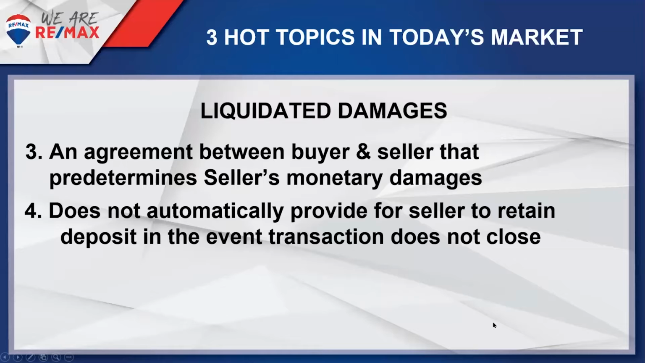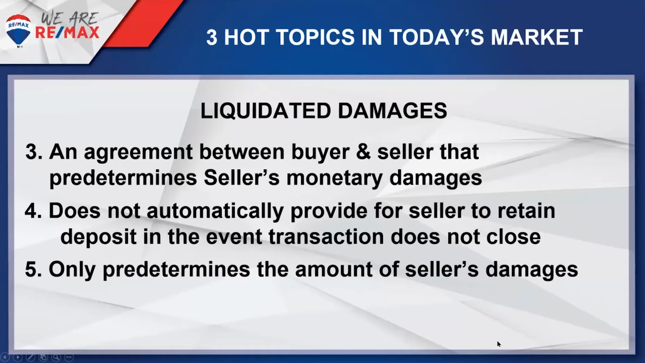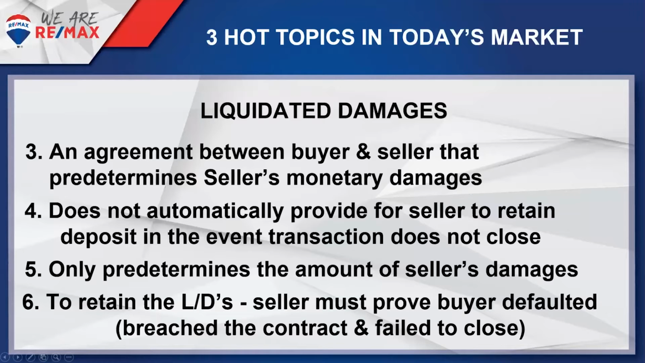Now, liquidated damages does not automatically provide that the seller gets to retain the deposit if the transaction doesn't close. It only predetermines the seller's damages. So to retain liquidated damages, the seller must still prove the buyer defaulted, in other words, breached the contract and failed to close. Like I said earlier, to get damages, you have to prove what your damages are and that the other party, in fact, defaulted and damaged you. With liquidated damages, you eliminate having to prove what your damages are. It's been pre-agreed by the buyer and the seller, but if the buyer claims they did not default, the seller would be obligated to prove that the buyer did in fact default.